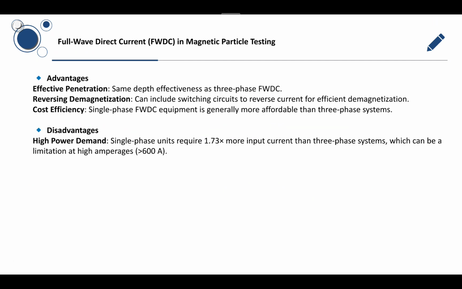Next we move to the next slide. Advantages. Effective penetration. It provides the same depth effectiveness as three phase full wave direct current for a single phase system. Next one is reversing demagnetization. Unlike half wave DC, full wave DC equipment can include switching circuits to reverse the current, allowing for efficient demagnetization. This is a major operational advantage.